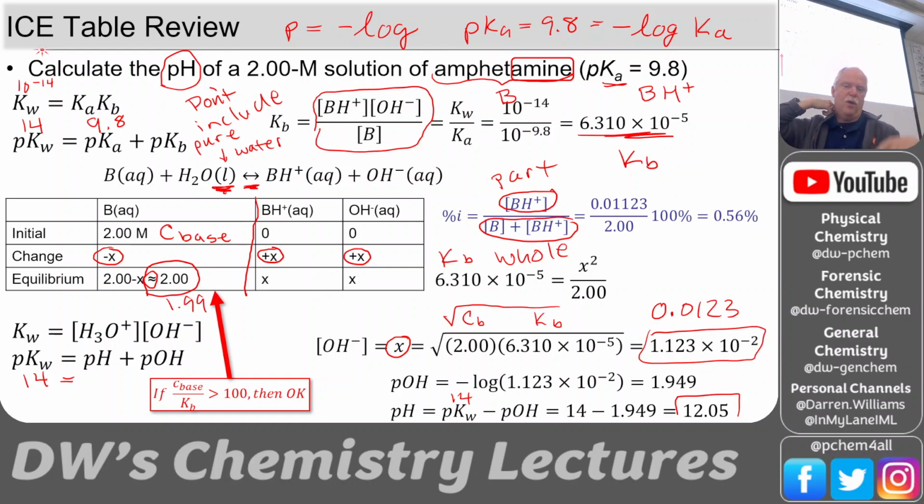So 0.01123 over 2 times 100%. So it's 0.56%. So not even 1%, certainly not 56%. Don't multiply by 100 again. It's already multiplied by 100 and it's 0.56%. So that's an important thing to know.